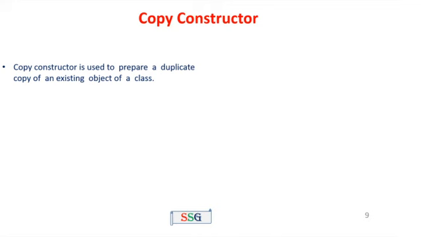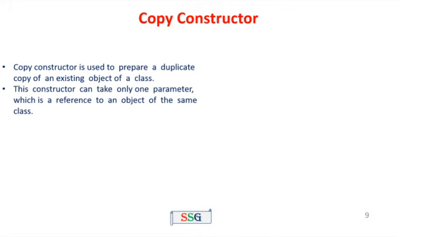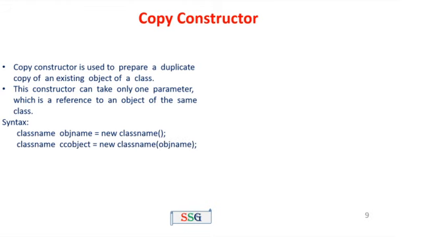Okay, the next one, copy constructor. Copy constructor is also one of the concepts in constructors. A copy constructor is used to create a duplicate copy of an existing object. That means we already have one object, and if I want to create a duplicate copy, we have to use the copy constructor. The copy constructor can take only one parameter, which is a reference to an object of the same class. That means inside the constructor we are passing the object as a reference.